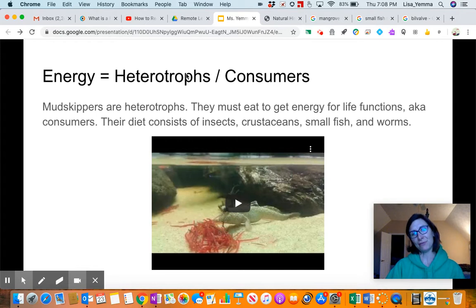But my mud skipper cannot photosynthesize, unfortunately. So my mud skipper is a heterotroph, which means it needs to consume. It's a consumer. And heterotrophs could consume plants, they could consume animals, they can consume a mixture. My heterotroph mud skipper is actually a carnivore, not an herbivore or an omnivore. This mud skipper consumes insects, crustaceans, small fish, small worms, things that are living, that are also consumers, so that meat part. And then we'll talk about those levels when we get to the next slide.